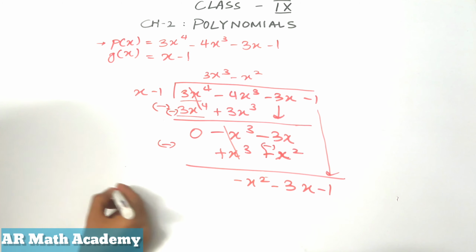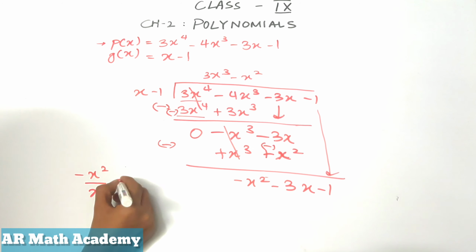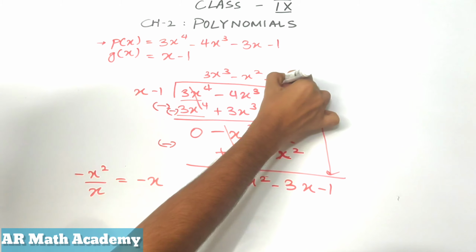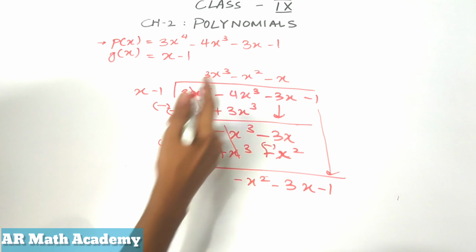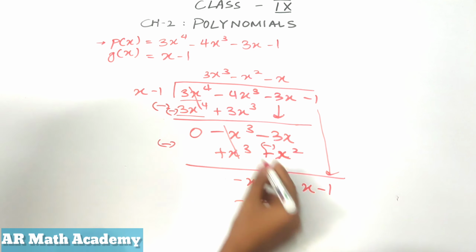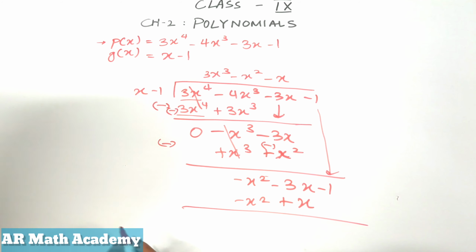So take the first term over here, which is minus x square, divided by the first term of the divisor, which is x, and what you will be obtaining is minus x. So just add it over here. So minus x would be the next term of our quotient, and just multiply it. So minus x times x is minus x square, minus 1 times minus x is plus x, and you don't have anything for minus 1, so simply leave it like that.